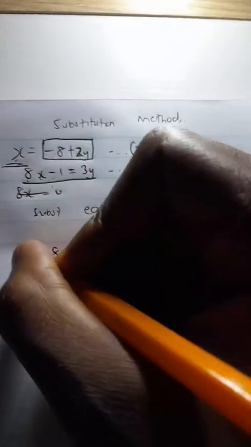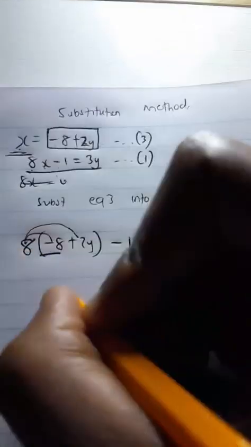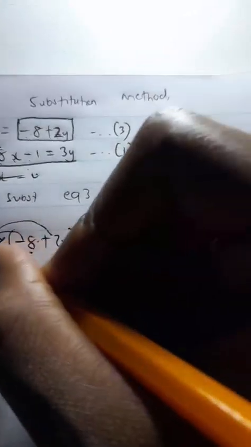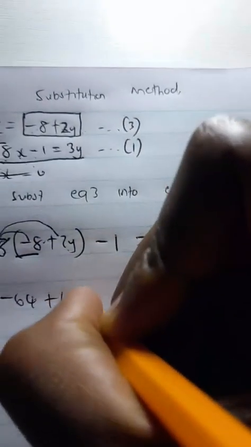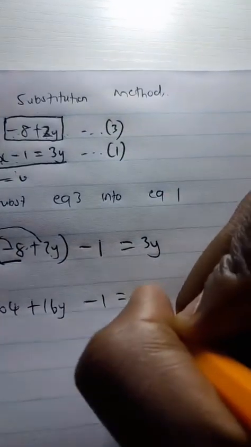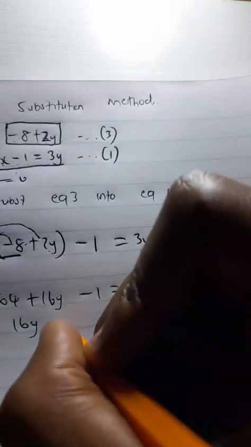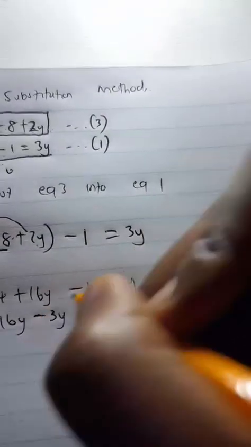Let's go. 8 times negative 2 and 8 times positive 2. 8 times negative 8 is negative 64. 8 times positive 2 is plus 16y minus 1, which is equal to 3y. Then you solve for y. You isolate the y's on one side.